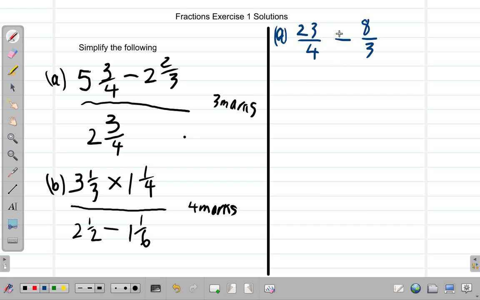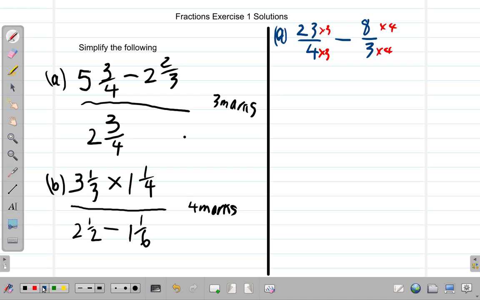Minus 3, 2, 6, 7, 8. Same argument here. Let's just deal with the top part first. Now, of course, you can draw the line, find the LCM, but let us do this for this question. We want common denominators. We know that if we multiply 4 by 3, we get 12, and if we multiply 3 by 4, we get 12. But we need to multiply the top by 3 as well, and multiply the top here by 4 as well.